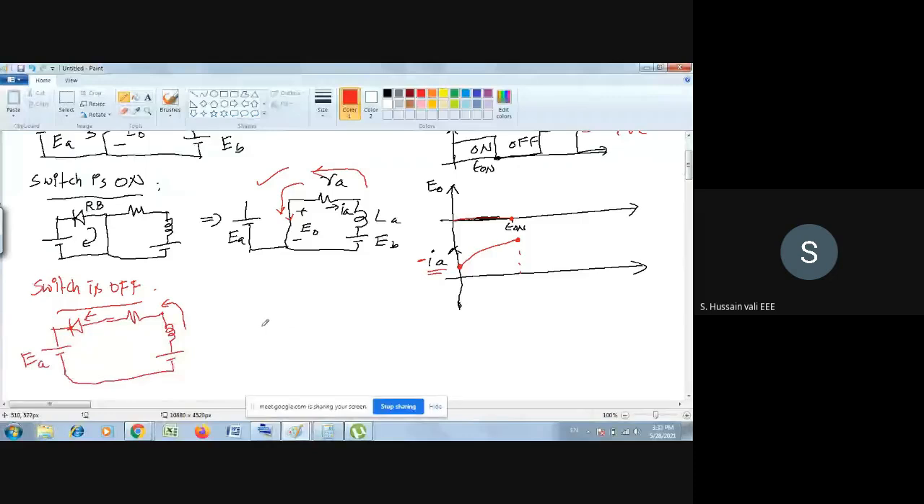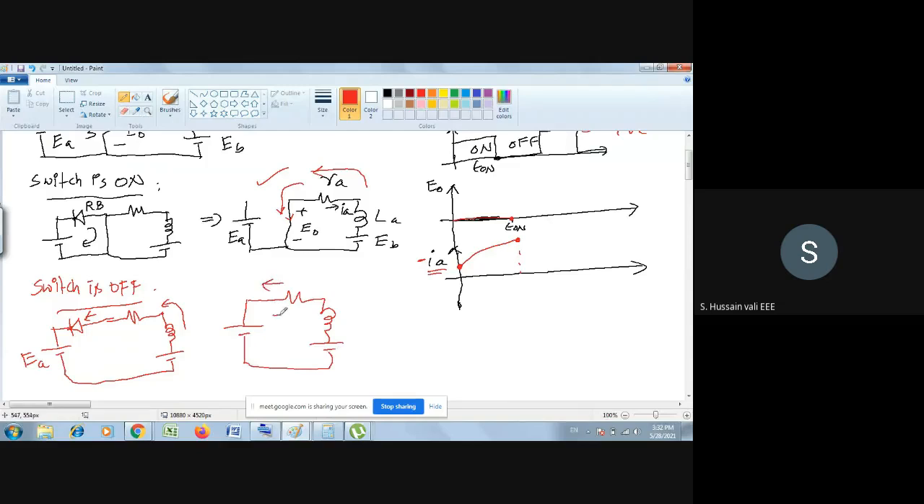So when the switch is off, what will happen now? As you have taken the direction from right side to left side, it will force the diode, because I turn off the switch here. When I turn off the switch, the inductor current which was there earlier from right side to left side will try to continue in the same direction. So it will force the diode to conduct. It becomes forward biased, so the current flows like this.